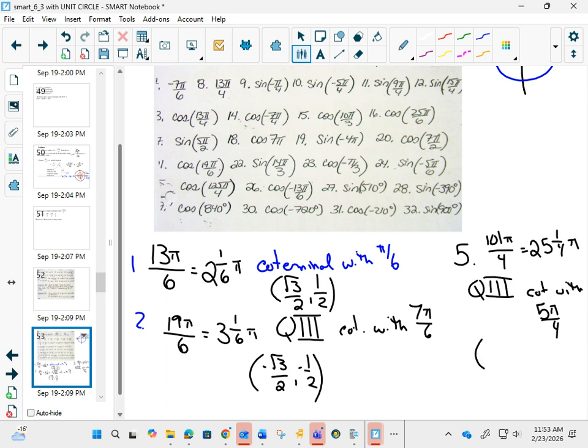5 pi over 4, quadrant 3, negative root 2 over 2, negative root 2 over 2. So we know our pi plate, right? What we're memorizing it for tomorrow so that we can get answers like this with questions. I just need some clarification.